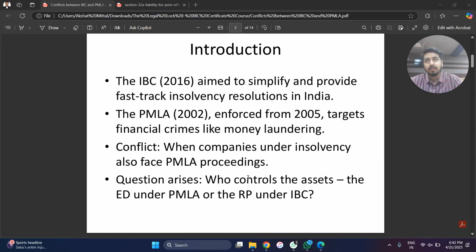And the usual conflict between the provisions of IBC and the PMLA comes when an insolvent company also comes under the ambit of PMLA as well. Or in other words, when there are allegations against a company of a money laundering activity, and that particular company also goes insolvent, then there comes a situation where these two legislations overlap with each other. And obviously, when two legislations are overlapping with each other, the conflicts, the issues are bound to be raised up in the proceedings.